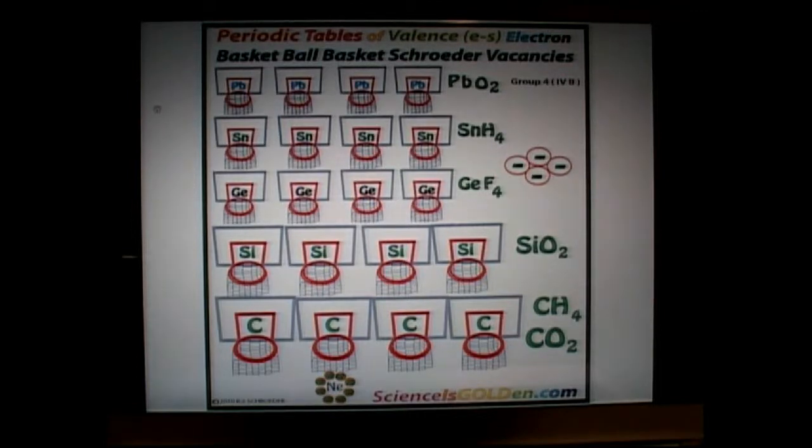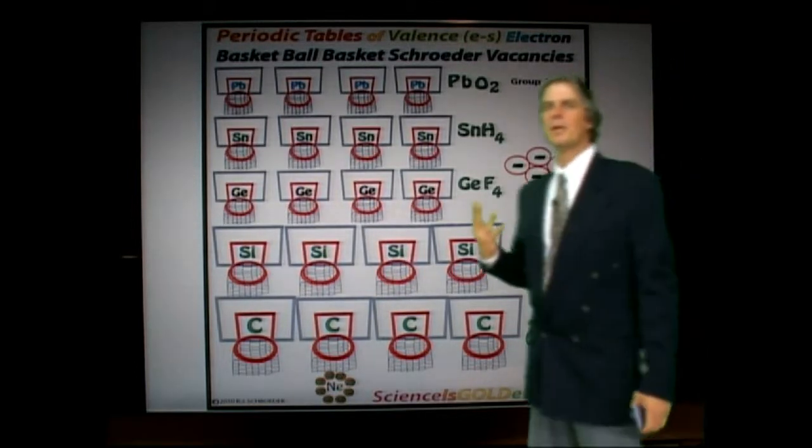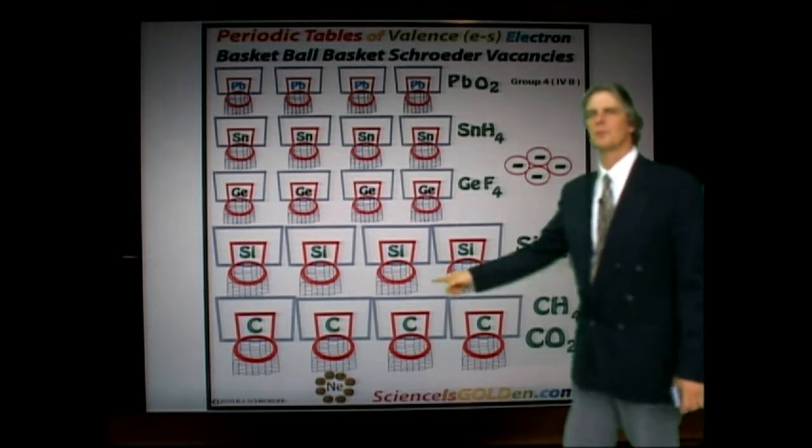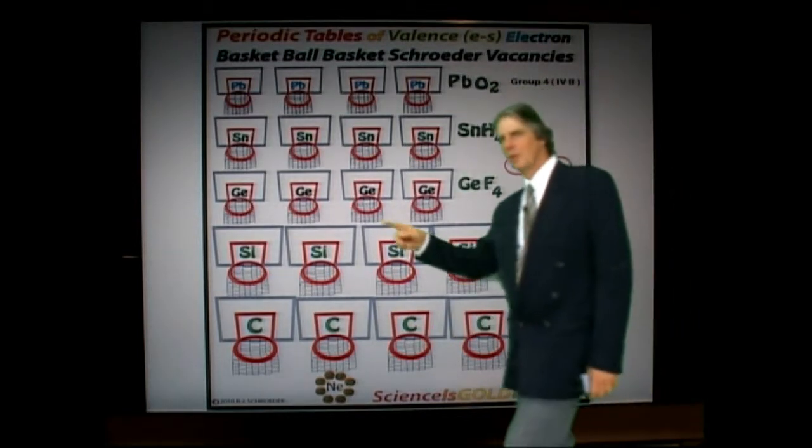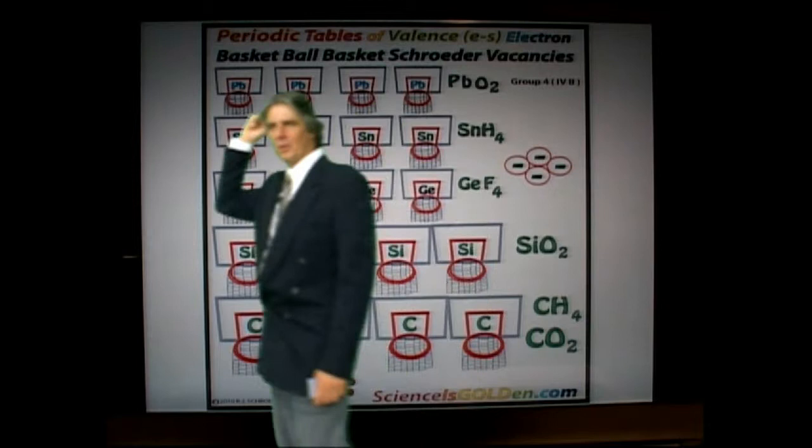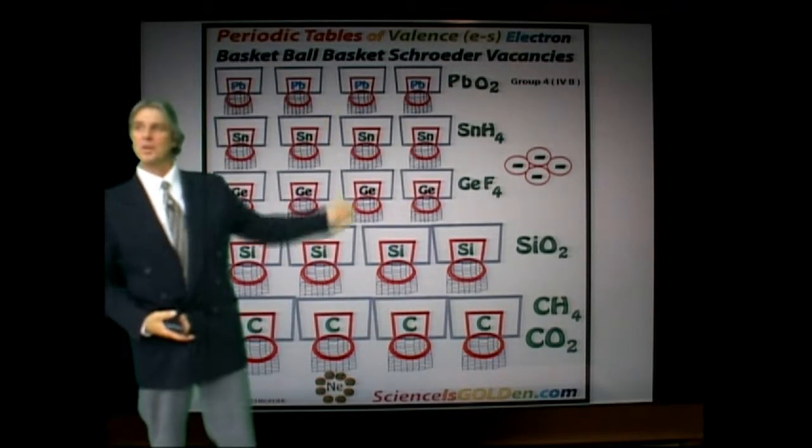Carbon, right in the middle again. Remember carbon? 4 bonds, 4 baskets. Silicon, 4 baskets. These guys, 4 baskets. Lead, did you ever notice that lead is in the same group as carbon?